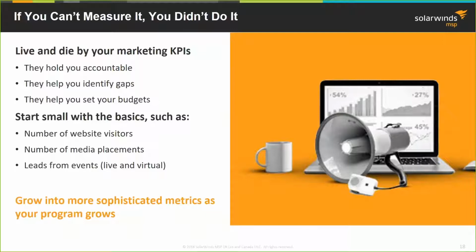So start with small basics, such as I'm going to measure the number of people who visited my website. I'm going to measure the actual number of press placements I got, if PR is something that you're willing to do and put some time into. I'm going to look at how many leads I got from the event, both live and virtual. Stick to some of these basic KPIs instead of trying to look at really sophisticated metrics that you may not even understand at this juncture. And as your program grows, you can add some more of those to the mix.